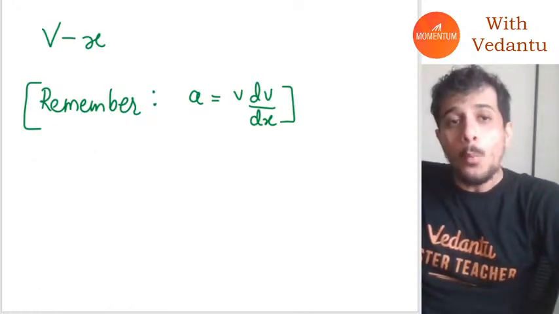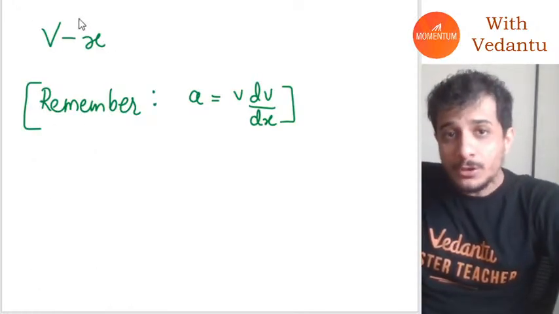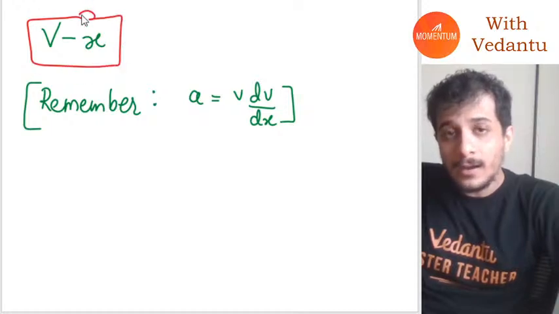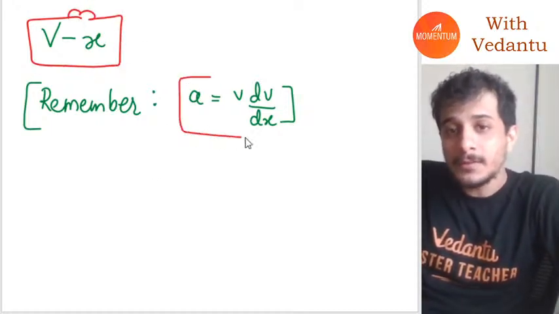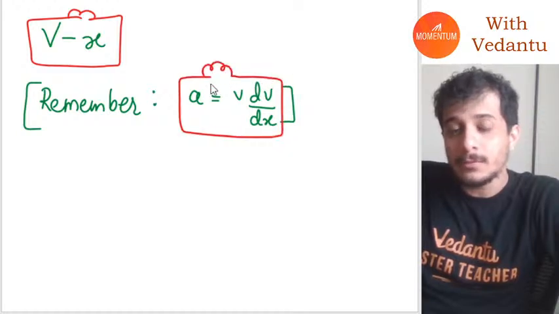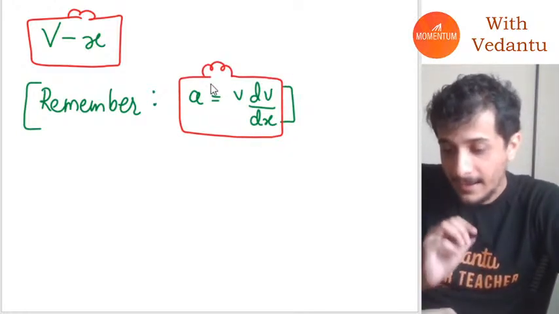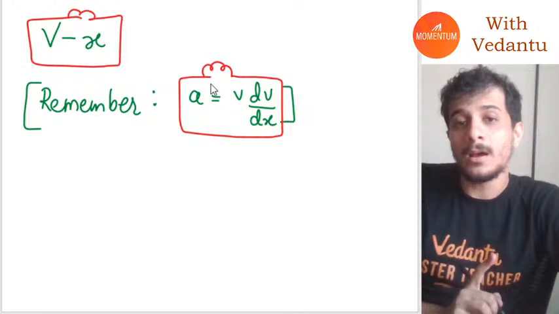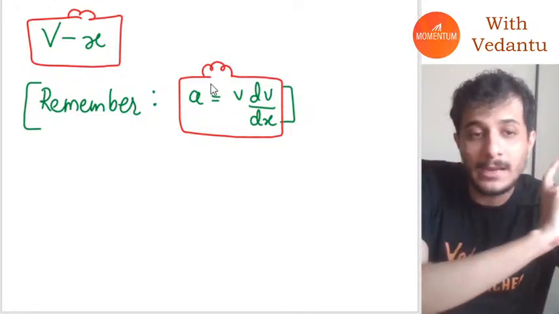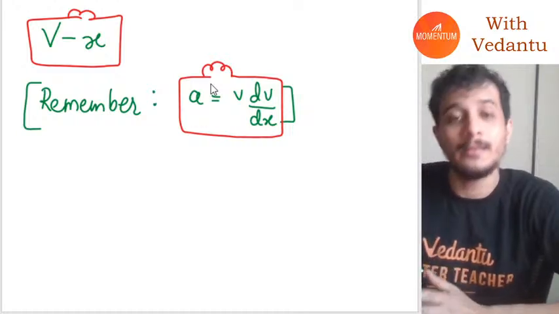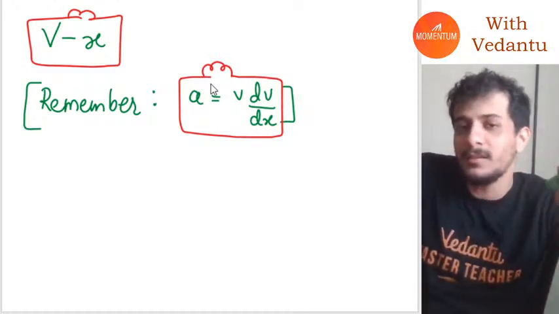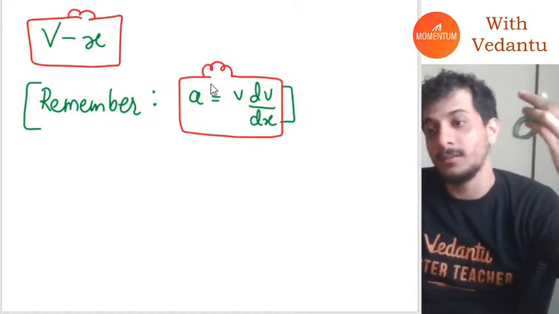Now when you are doing any question on V versus X graph, guys, you have to remember that acceleration has a differential formula. A is equal to V dV by dx. If you are a NEET student, you don't really need this, but it's interesting. That's why I think you should stay here.